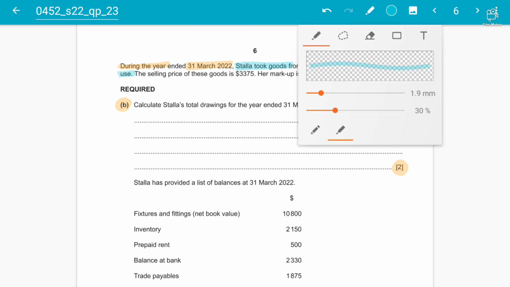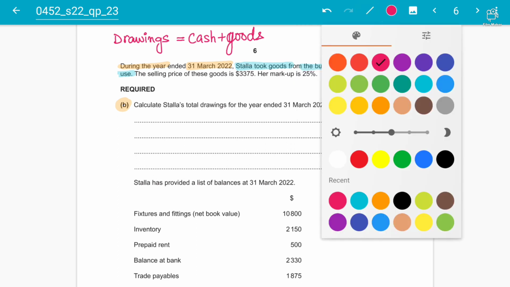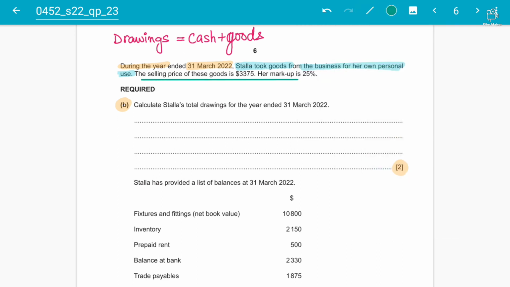Again, as I said, drawings can be in cash form, as well as the goods taken out. Okay, so I hope students get this. Now what we have here is the selling price of these goods, $3,375, and our markup is 25%. Okay, so I hope everyone is getting it.